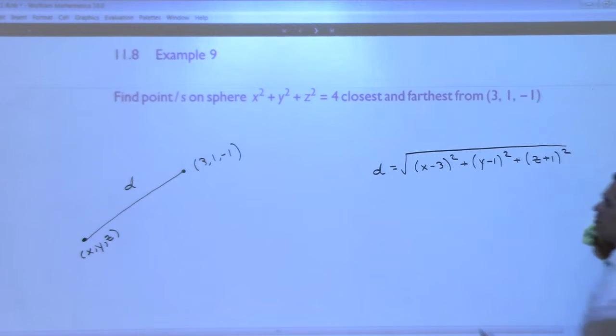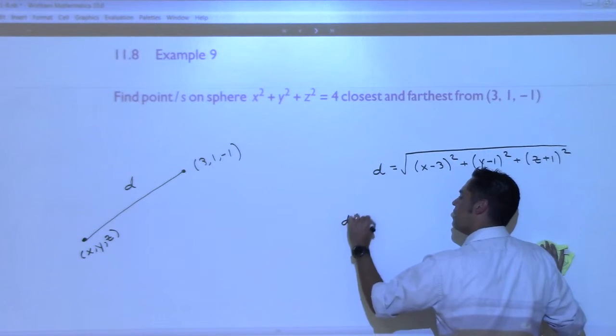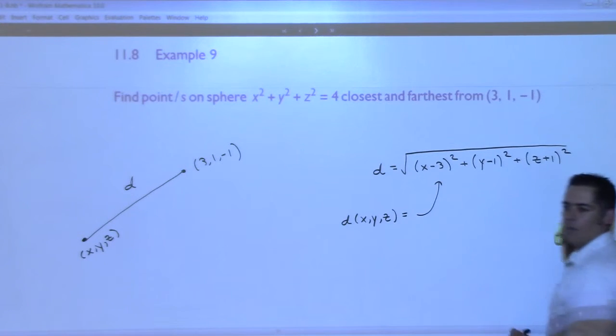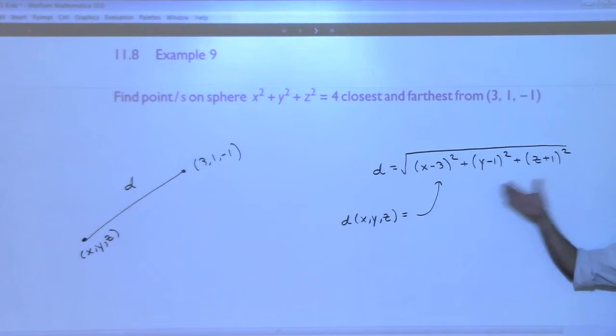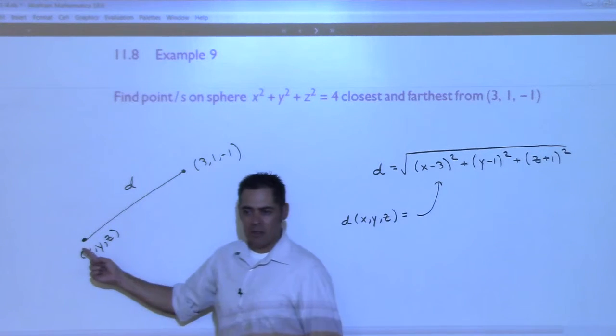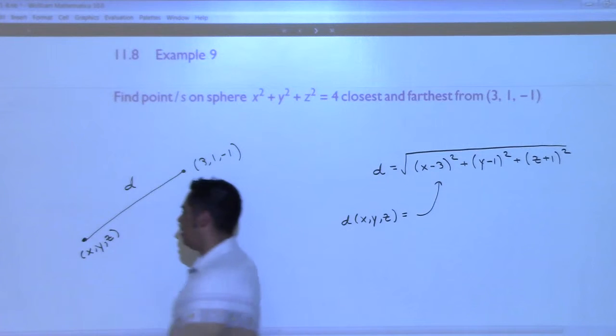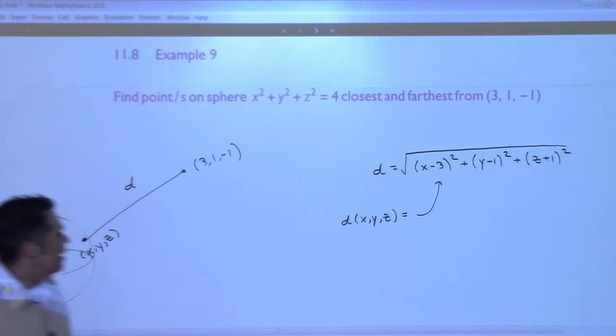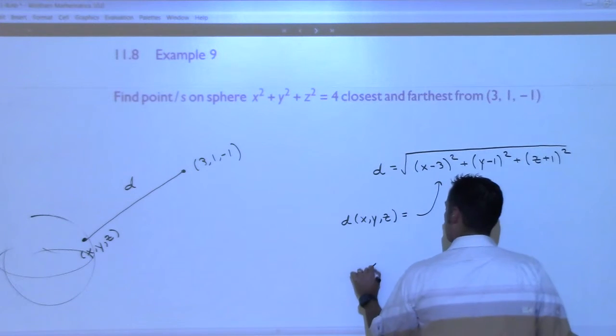Do you agree with me that the distance is a function of x, y, and z? And that's what we are trying to find the maximum or minimum of, right? What is the constraint? That you have to live on the sphere. See, this point is arbitrary, isn't it? But if I constrain it and tell you that that point has to live on this sphere somewhere, then I add that constraint.